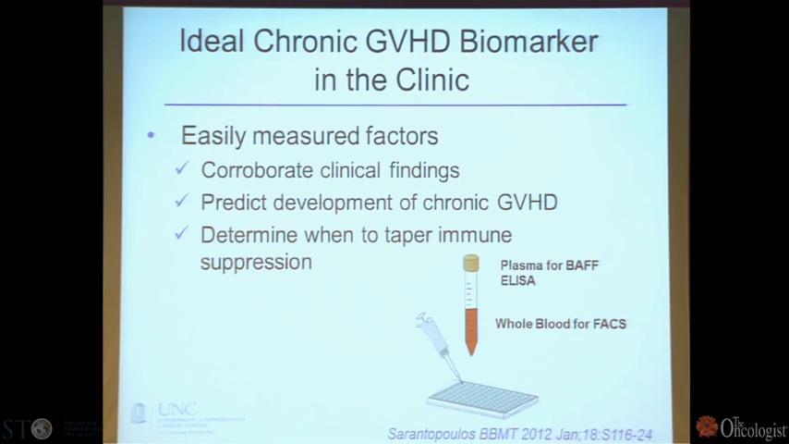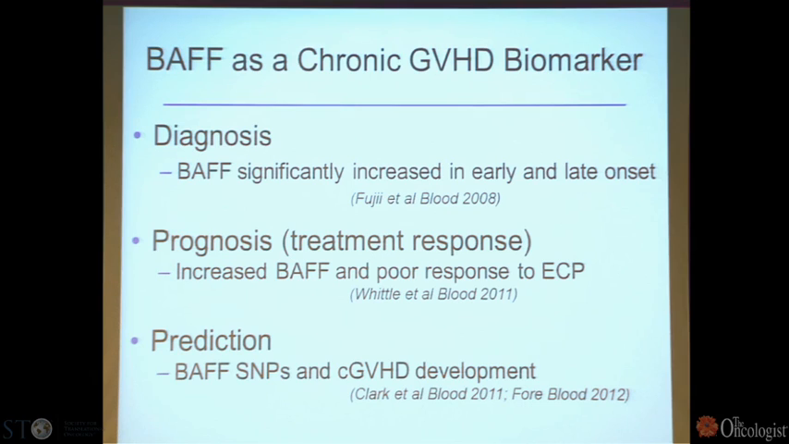So lots of people doing this, including us, and some work I won't show you in terms of the biomarker question here. And these are some of the subsequent studies that happened. So a group in Canada confirmed in children that chronic graft-versus-host disease patients had high BAFF levels at the time of diagnosis, and also had high BAFF levels that predicted their response to treatment of steroids. Response to treatment was also shown in another study by Whittle et al., showing that response to extracorporeal photopheresis correlated with decreased BAFF levels compared to those with high who did not respond as well.